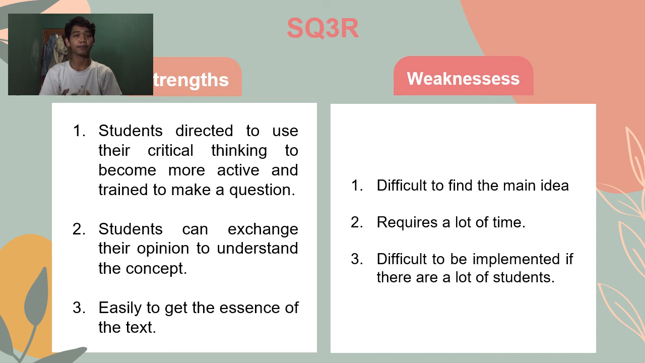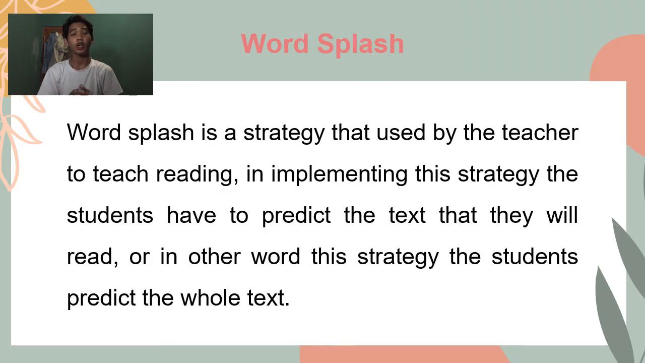5 steps. The third method is word splash, a method to make the students predict the text that they will read. In other words, this method makes the students predict the text given by the teachers. And it can also help students activate their prior knowledge to make the students more active in listening and awaken their interest in learning.